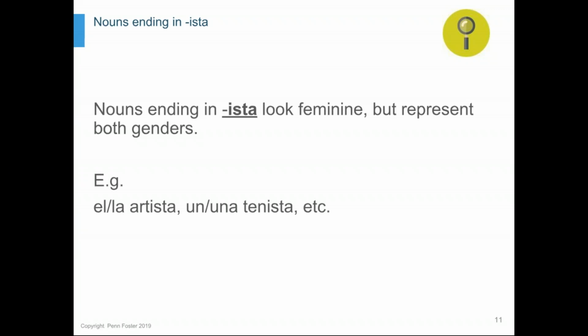To make them plural, yes, you can add an S, but the gender, the ending at the end will not change. And a word like tenista, a tennis player. Un tenista, a male tennis player, or una tenista, a female tennis player. So just keep in mind that the ending, the A, cannot change in this type of noun. There will never be such a thing as artisto or tenisto.